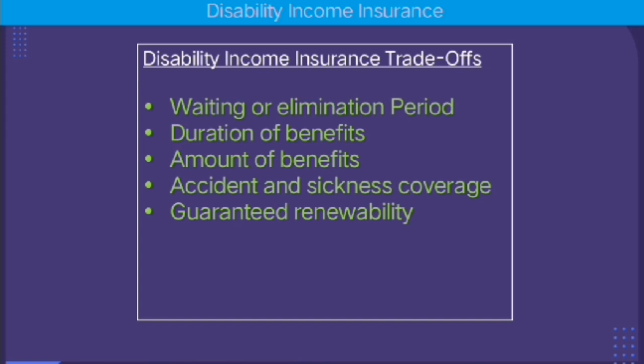So next is the accident and sickness coverage. So some policies cover disabilities caused by both accident and illness, while others might only cover accidents. Let's say for example, if you have a policy that covers both, you would get benefits whether you were injured in a car accident or with a serious disease like cancer.